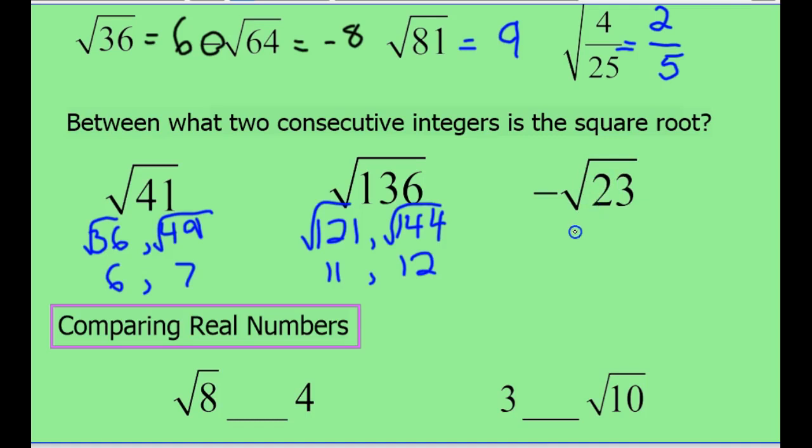Here we know that the perfect square below it is 16, and the perfect square above it is 25. So the square root of 16 is 4, the square root of 25 is 5. But we do have a negative sign out front, so we can put a negative in front of both of those. So it's between negative 5 and negative 4.